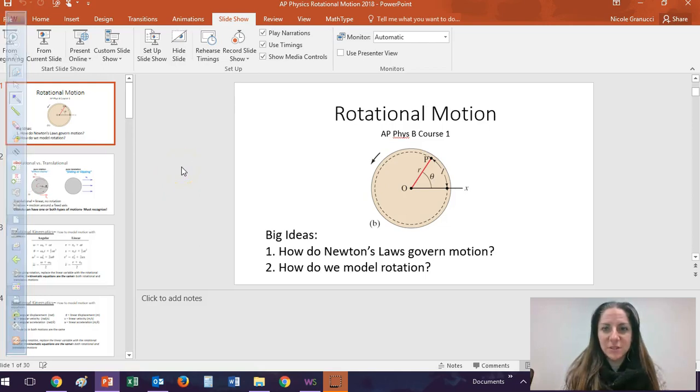Hi everyone, in this video what I'm going to cover is rotational motion. So I'm assuming at this point you had some background in kinematics, and for the most part we did translational kinematics. The word translational just means linear and straight lines. So now we're going to shift gears and talk about things that rotate, okay?